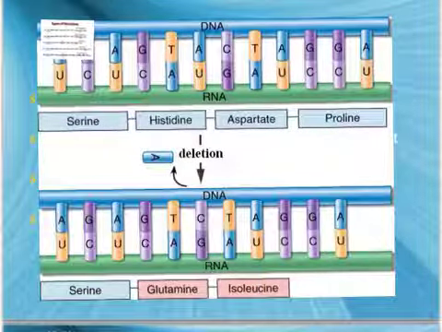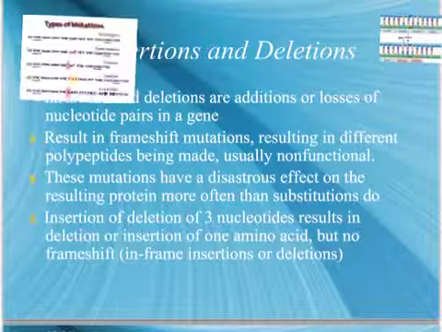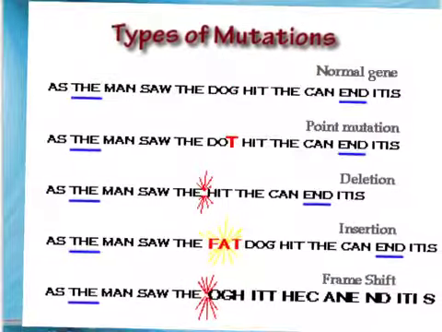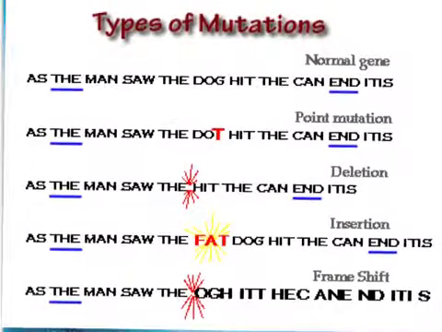Sometimes it makes more sense if you look at this not in actual DNA and RNA terms, but in the English language. So here we see all the different types. The normal gene sentence says, "The man saw the dog hit," and then there's an end. Notice there's nonsense stuff at the very end. In the first one, a point mutation, it changes dog to dot. And in deletion, it shifts the frame down.